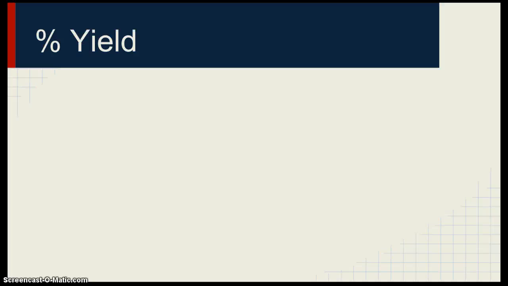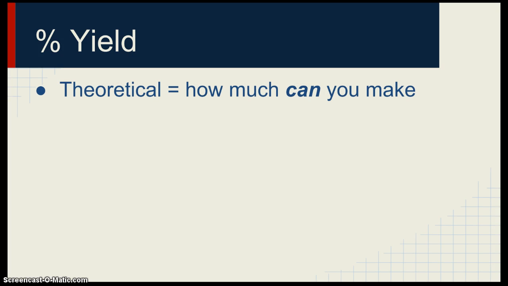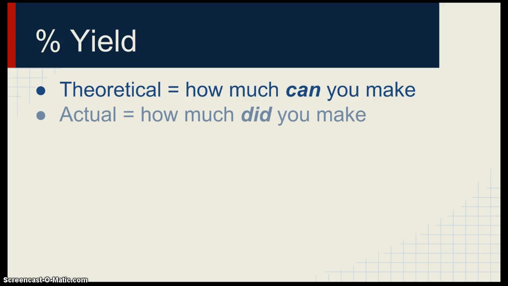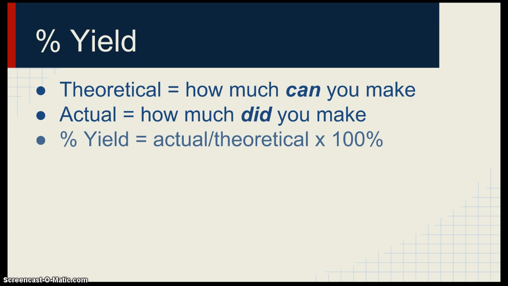Okay, percent yield. Now, percent yield basically is just going to take into account the theoretical yield, which is how much of the product could you make? How much does the equation tell you you will make? And comparing that to the actual. How much did you really make? Because nothing in life is 100%. There's always going to be some inefficiency. There's always going to be some waste. So the equation for that then is just going to be a nice simple actual divided by the theoretical multiplied by 100%.